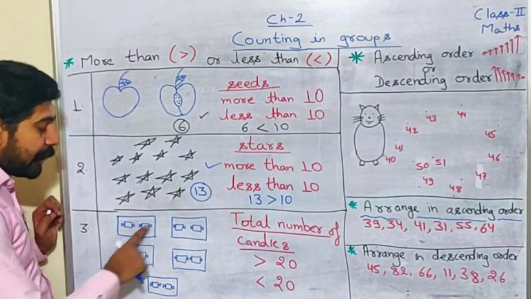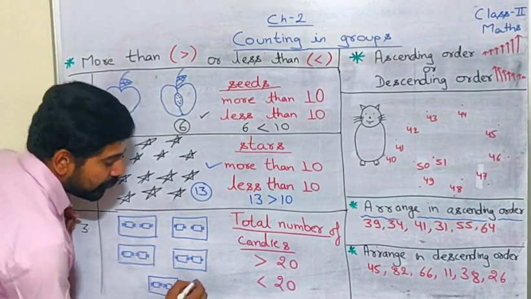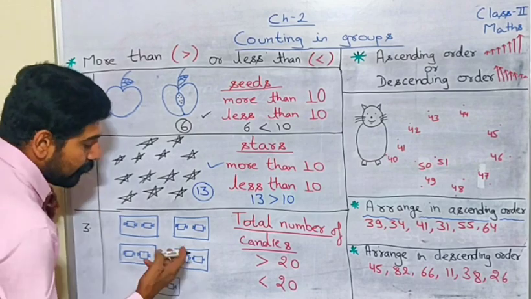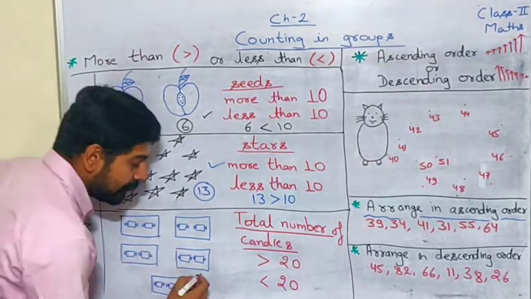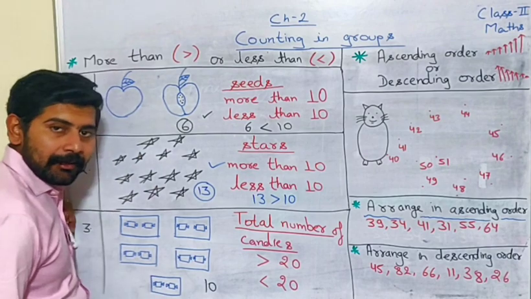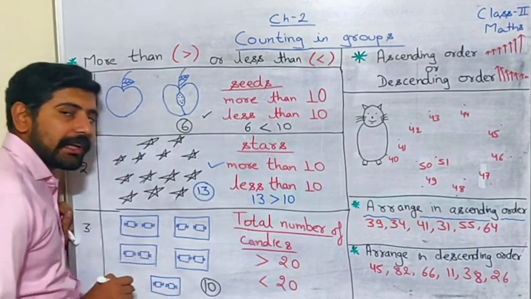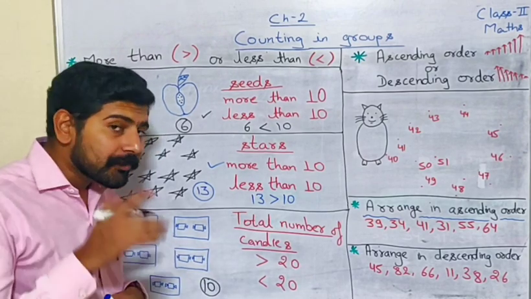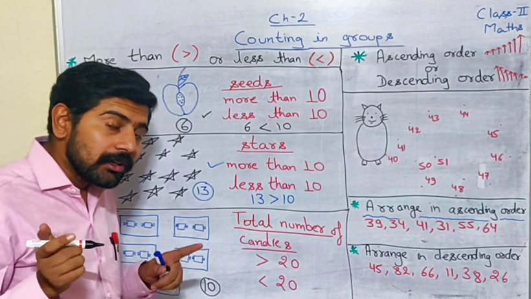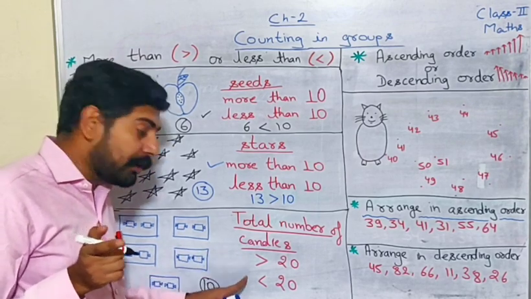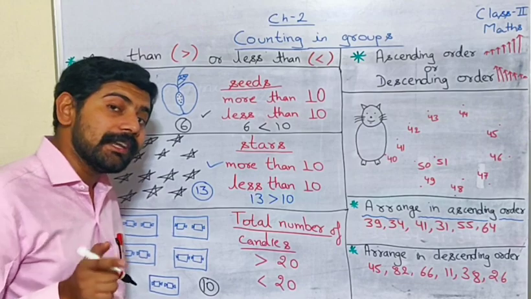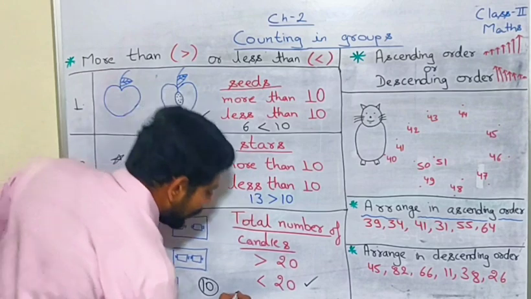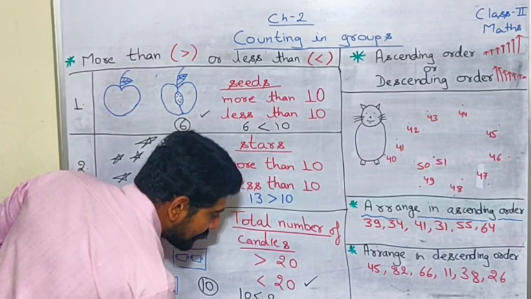That means the total number of candies is, count. 5 pairs of candies. That means they are 10. How many candies are there? 10. So is 10 more than 20 or is 10 less than 20? Think. Yes, you are right. 10 is less than 20. So we can write 10 is less than 20.